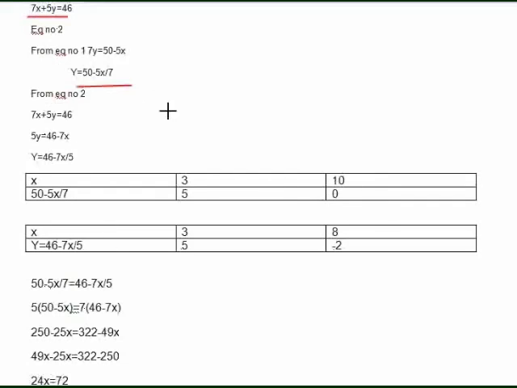Next, we will calculate different values of x and y from the second equation. So put the value of x as 3, then we will get the value of y as 5. And next put the value of x as 8 and get the value of y as minus 2. The graph.